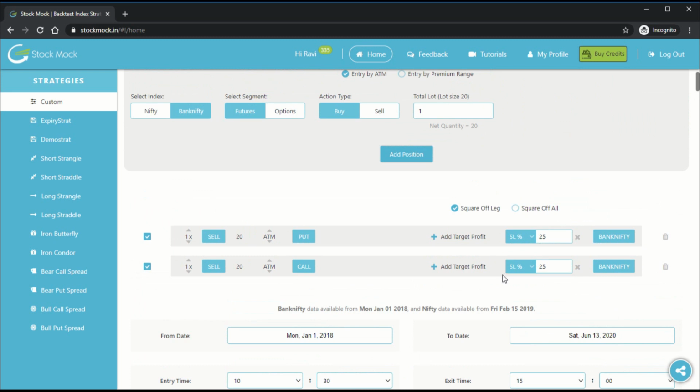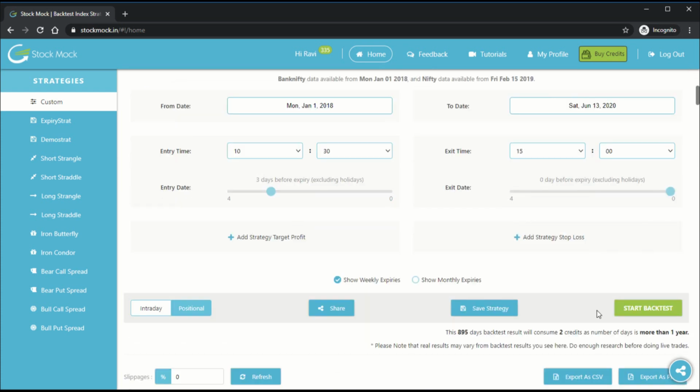When you specify stop loss at each individual leg level, there are two different options available: square off leg and square off all. What this means is, if any one of the legs has hit the stop loss, what should I do? Should the entire strategy be exited? In that case, select the square off all option. If you want to continue with the profiting leg, you can just use the square off leg option. By choosing this, only the leg that is hitting the stop loss will be exited. Now let's have a look at that particular backtest.